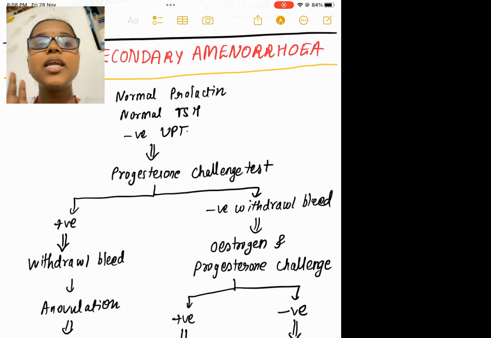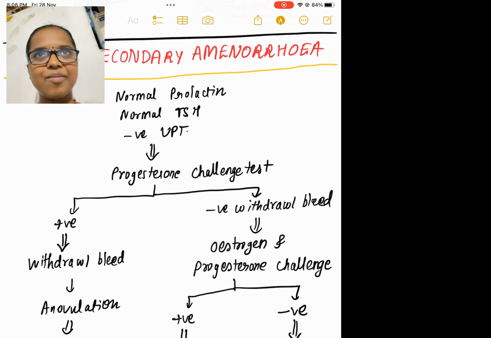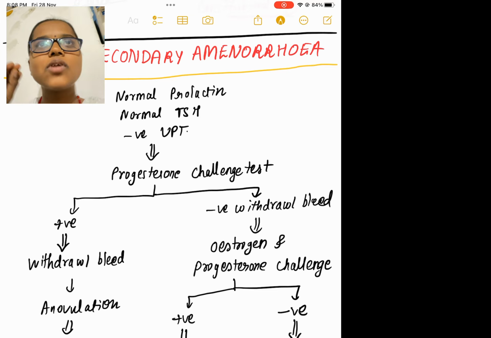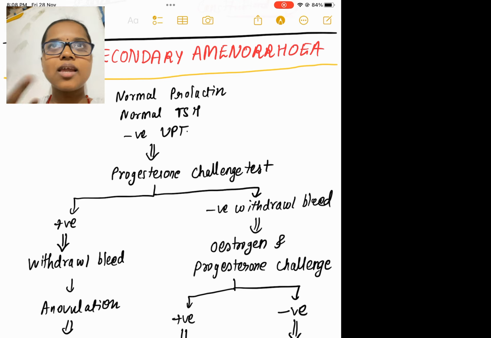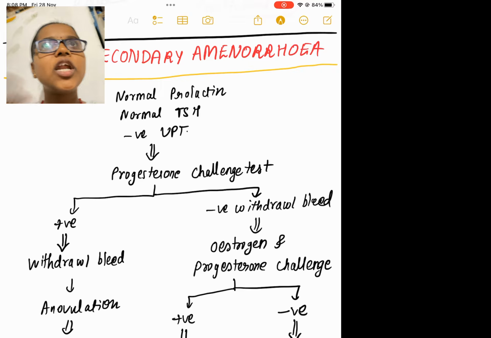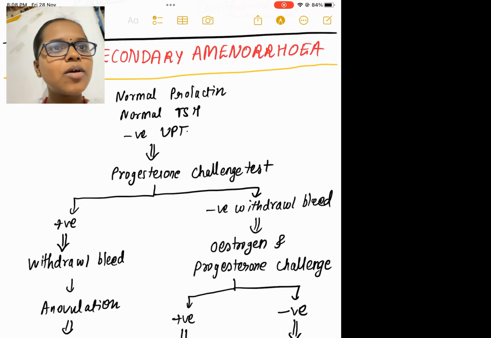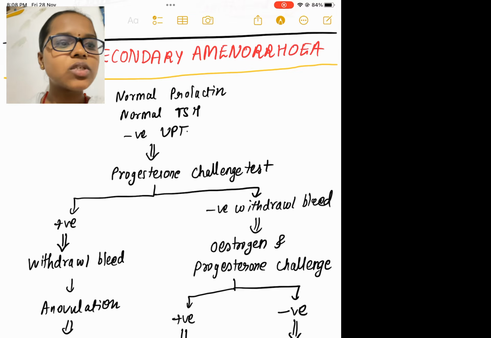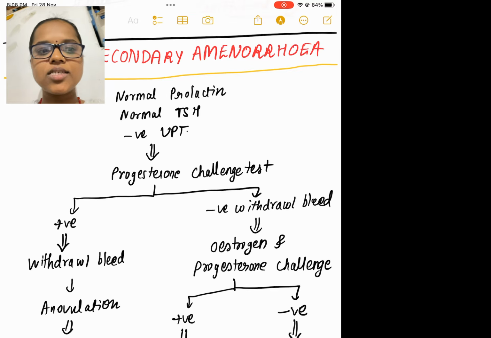If FSH and LH are low to normal, that means the pituitary is not functioning well. Then you do a CT scan of the pituitary to rule out any problem. Most commonly in secondary amenorrhea with pituitary disease, what will you think of? You will think of Sheehan syndrome, that is postpartum pituitary necrosis. So you check whether any pituitary disease is there or not.